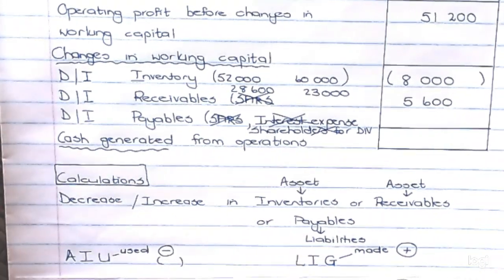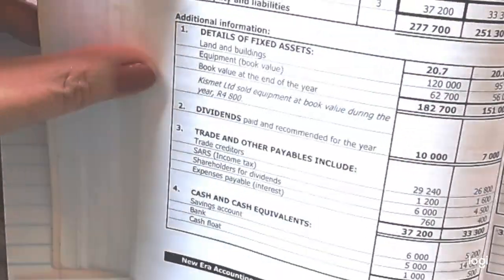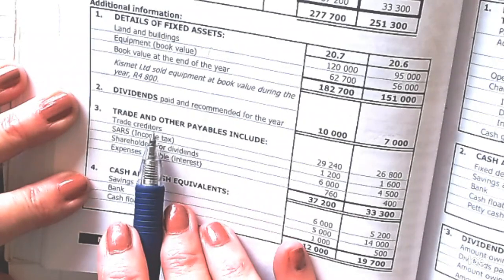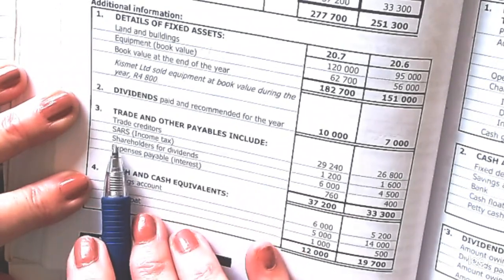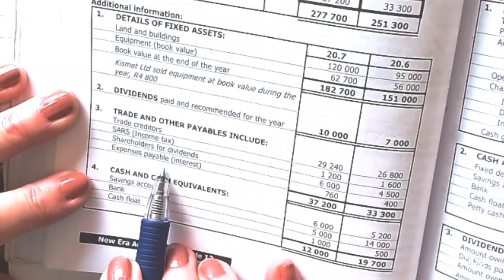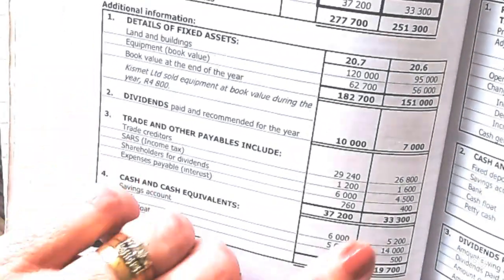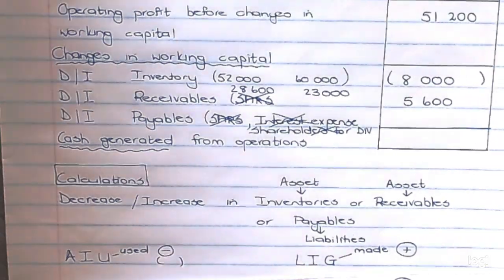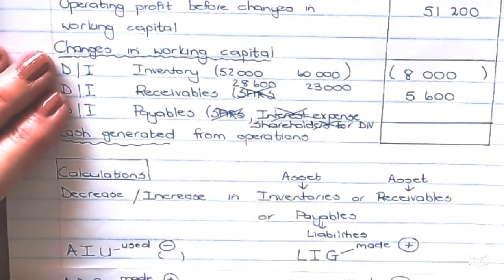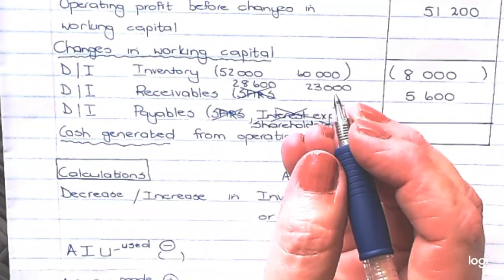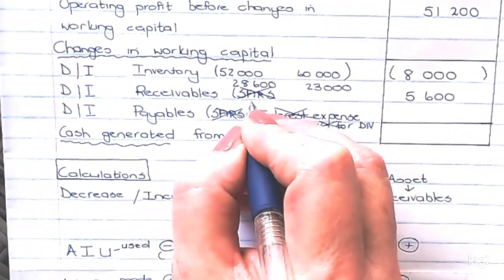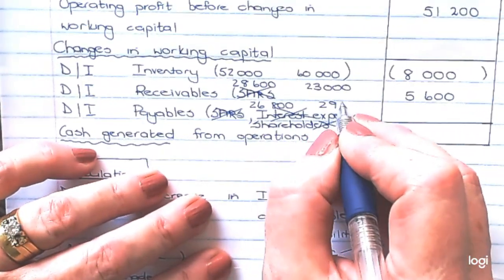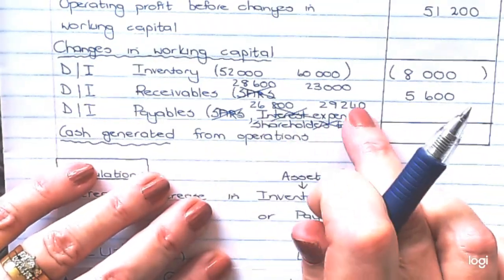And now let's have a look here. In our payables here, we have trade creditors. Yes, we've got to take it. No SARS, no shareholders, no expenses payable. So it's just the difference between the 29,240 and the 26,800. So let me write it here as well. So we exclude all the other payables, and the beginning of the year was 26,800 for the trade creditors, and the end was 29,240. So it has increased.